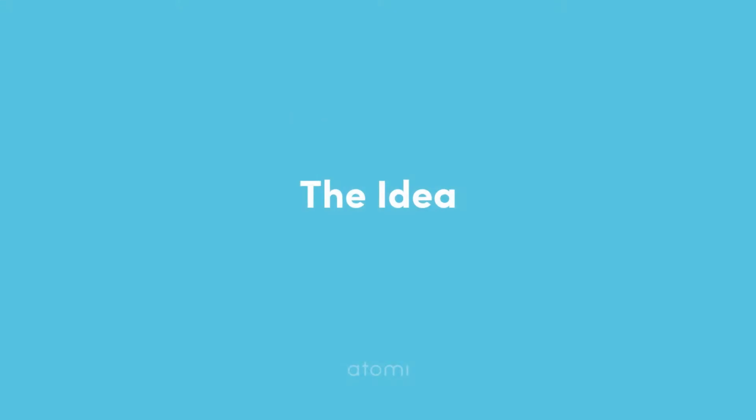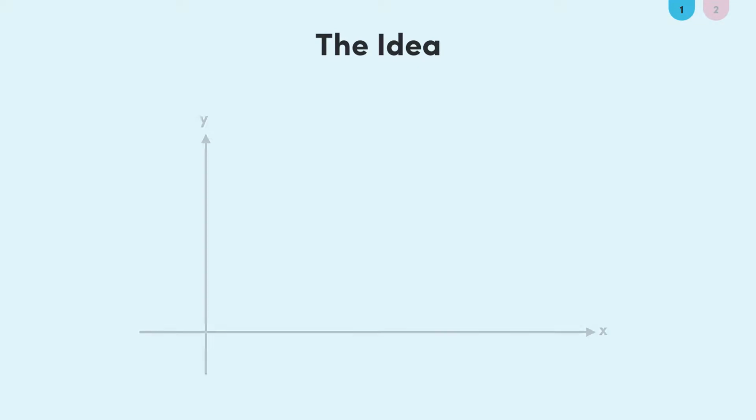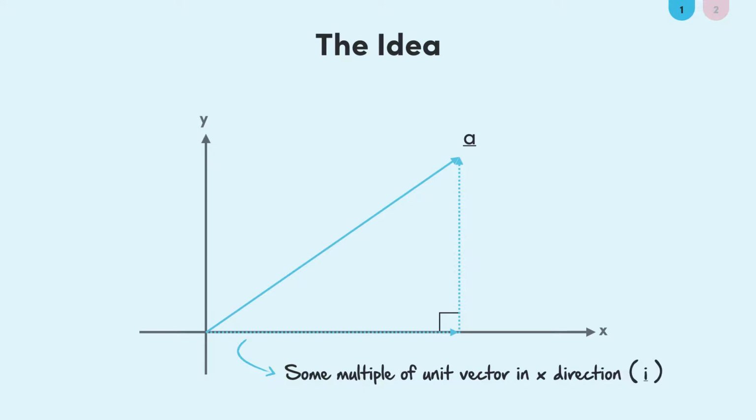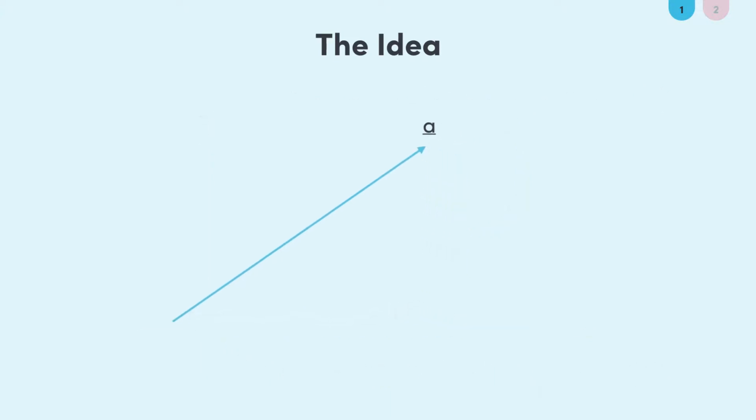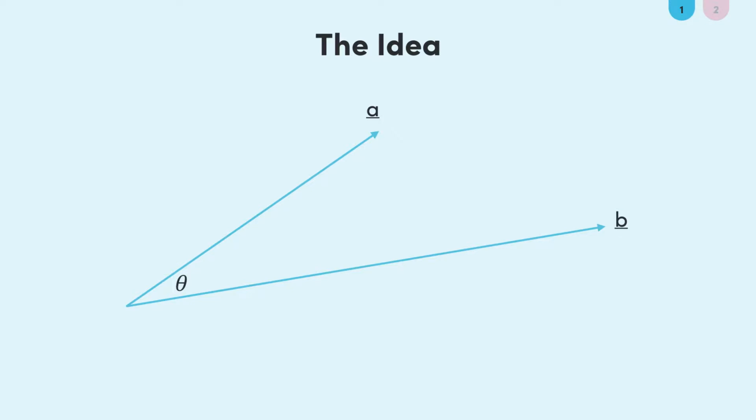Let's go. Right from the beginning of vectors, we've been using the idea of splitting vectors into components. That is, their horizontal and vertical components. That's where all of this i and j vector notation comes from, with i being the unit vector in the x direction and j being the unit vector in the y direction. We can extend this idea by splitting a vector into components with respect to another vector.